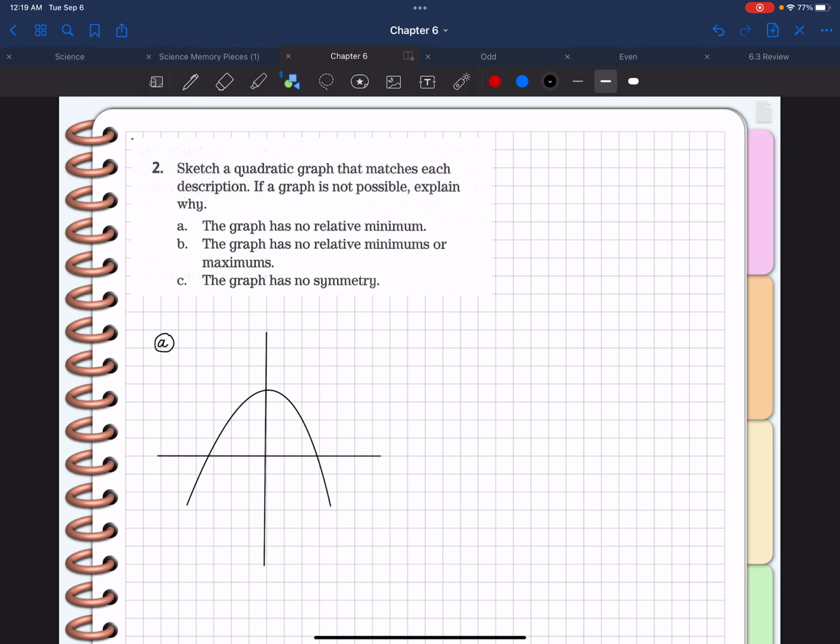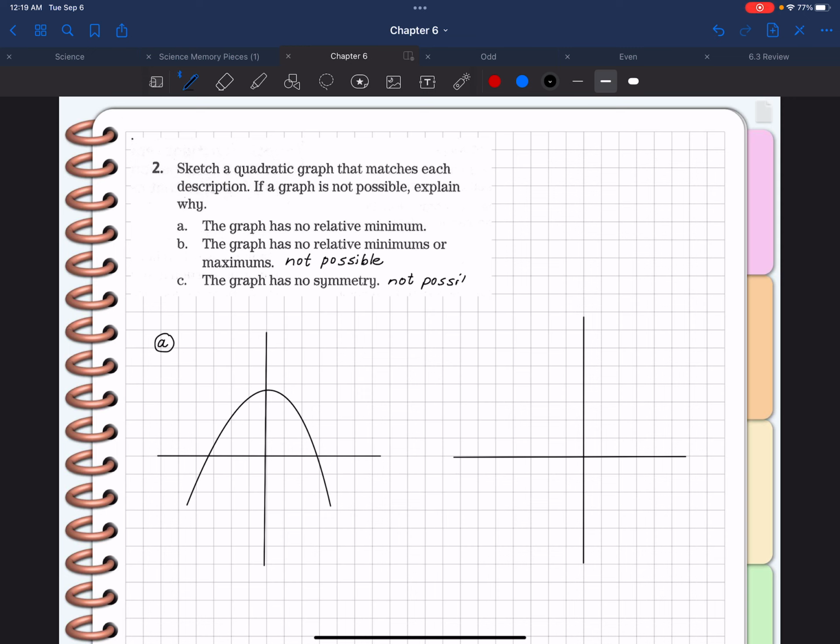So that is definitely possible. Okay, B. I need another coordinate plane because this is a different situation. The graph has no relative minimum or maximum. That is not possible because a parabola has to have a relative minimum or a relative maximum. So B, that's just not possible to do. C, the graph has no symmetry. That's not possible either.